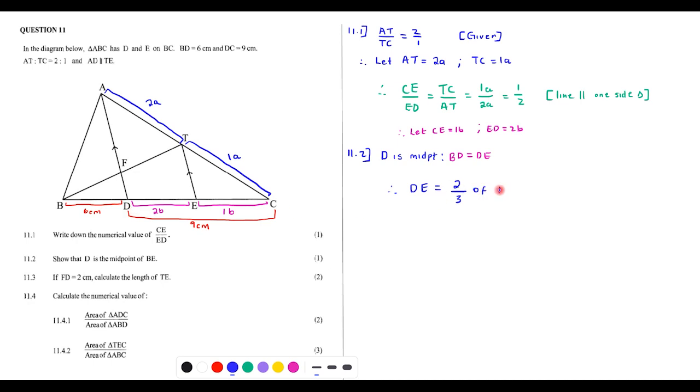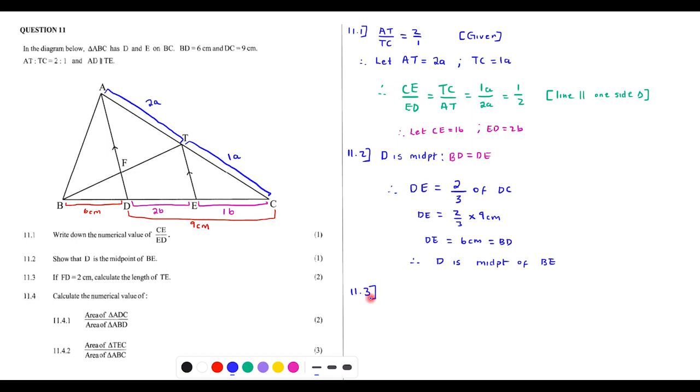of DC, because I can see that it is 2 parts, and then that's 1 part combined. That gives you 3 parts of DC. So this means it is 2/3 times 9 centimeters, and then you press that on your calculator, and you get 6 centimeters. As you can see, this equals BD, and hence D is midpoint of BE. All right, so let's go ahead and continue with our questions.